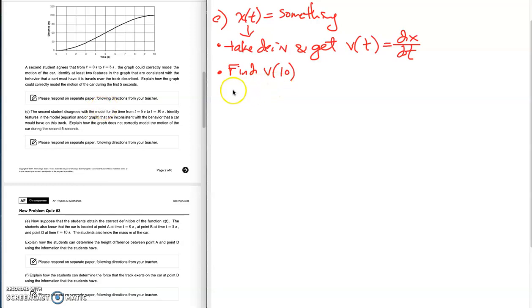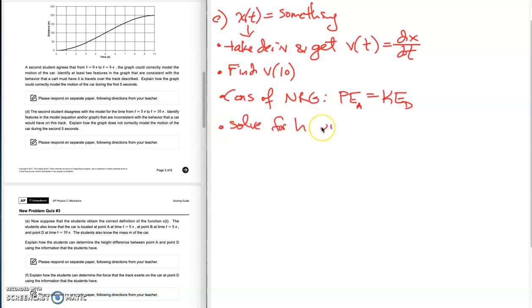Now, they also told us there's no friction. This is very helpful because then we can use conservation of energy, using PE at point A being transformed into kinetic energy at point D. Solve for height using above equations.